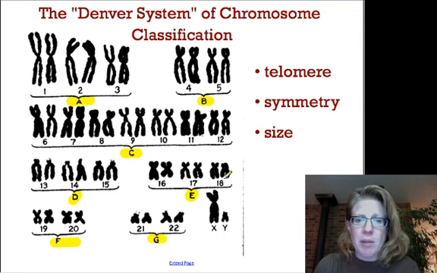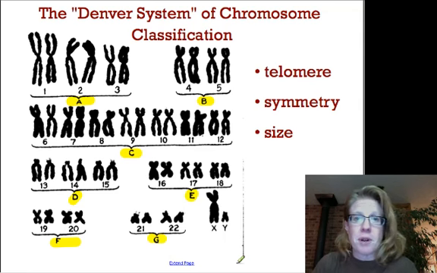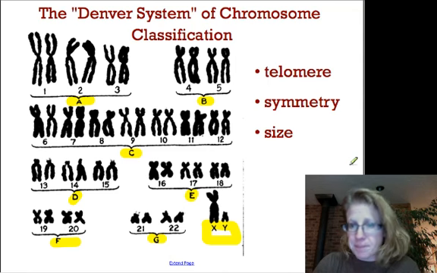And then you've got the last weird pair. These are the sex chromosomes. In this case, it would be a boy because there's an X and a Y. So all those other chromosomes, pairs 1 through 22, are called autosomes, the regular body chromosomes. And obviously this last pair down here, those are your sex chromosomes. So again, this is the Denver system of classification.